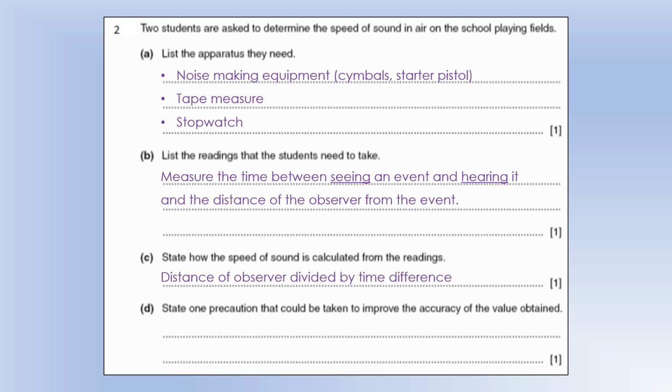State one precaution you'd take to improve the accuracy. So what you'd really need to do is make sure that the time isn't really small, because it's the measurement of time that tells you how accurate it's going to be. So we need to ensure the observer is a long distance away, so there is a clear measurable time between seeing the event and hearing it. If those two are too close together, there's going to be a large amount of error in your measurement.